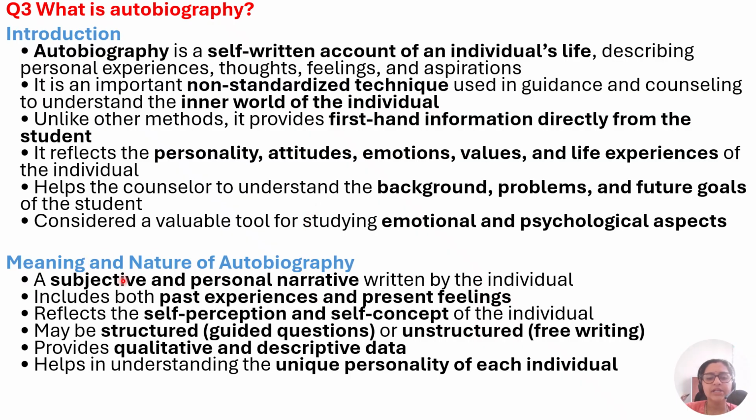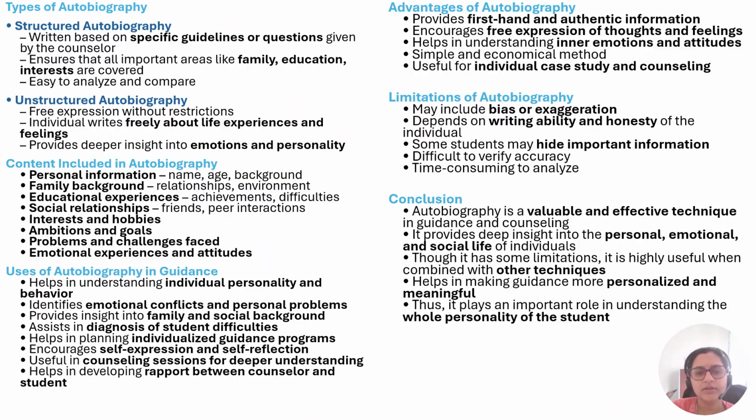What's the meaning and nature of autobiography? It is a subjective and personal narrative. It includes both past and present feelings. It reflects self-perception and self-concept, what the individual thinks about himself. It can be structured or unstructured. It provides qualitative and descriptive data. It helps in understanding the unique personality of each individual.